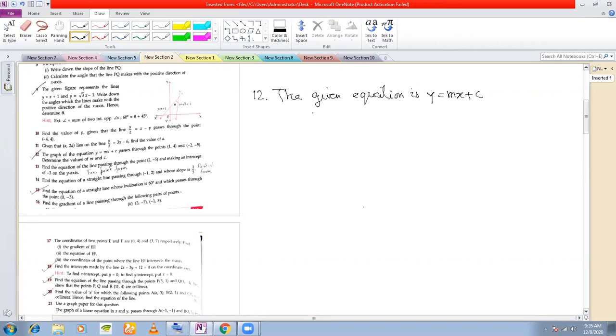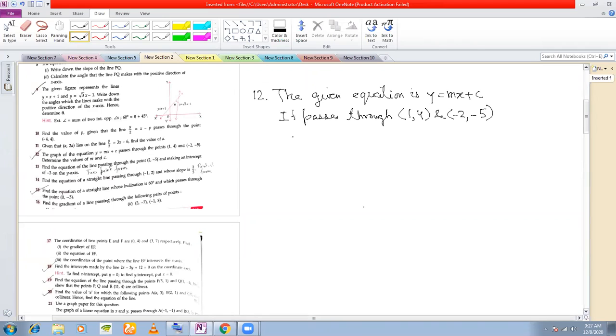The given equation of the straight line is y = mx + c, and it passes through the points (1, 4) and (-2, -5). You need to find the value of m and c.